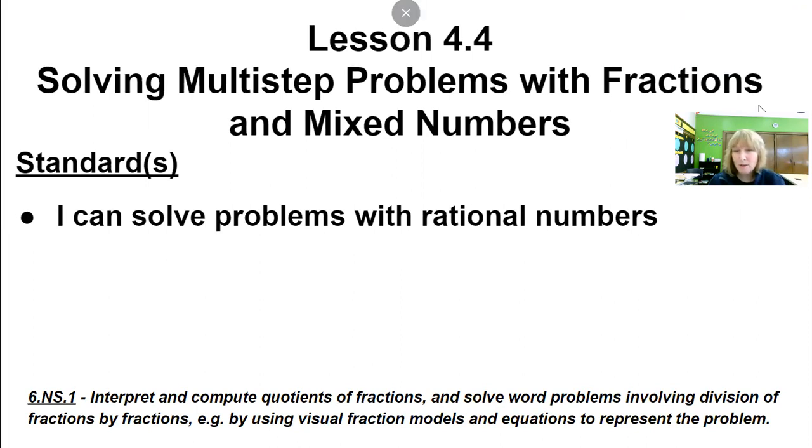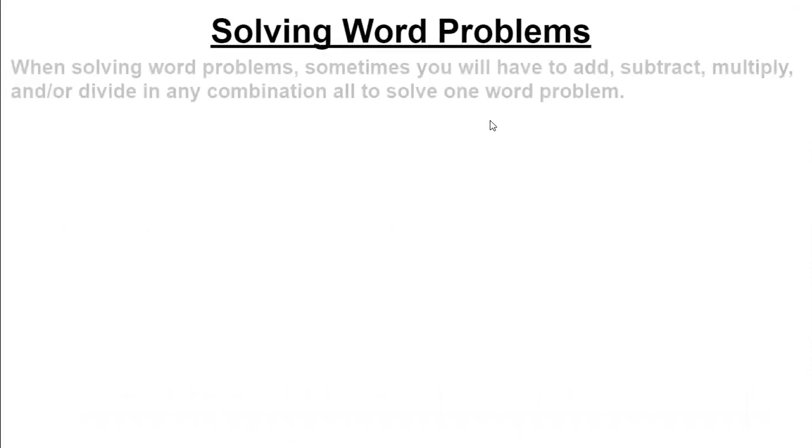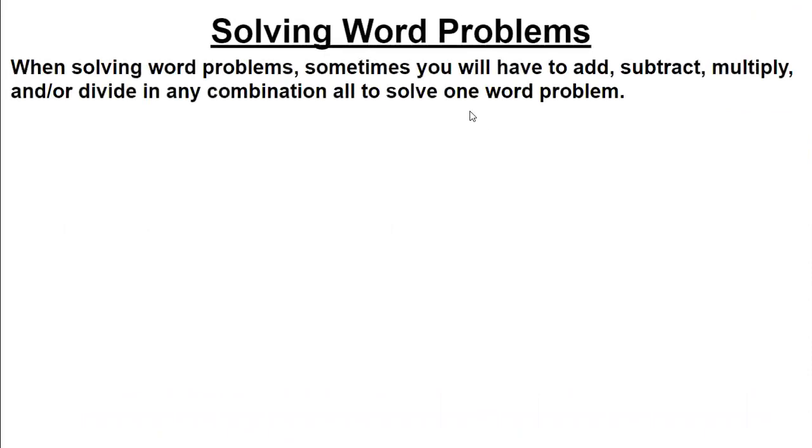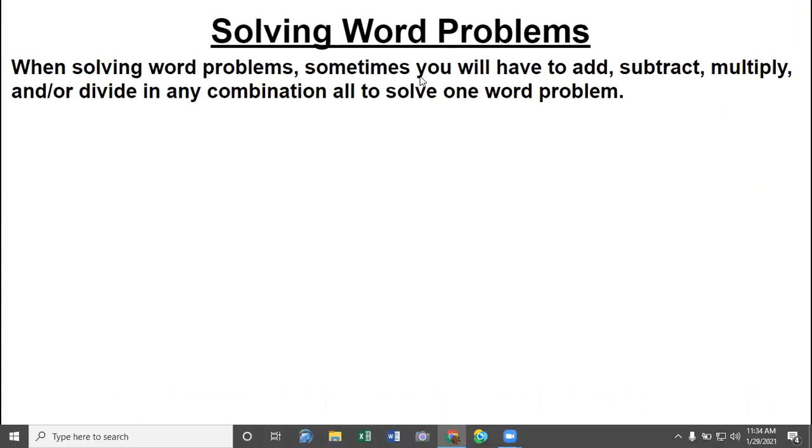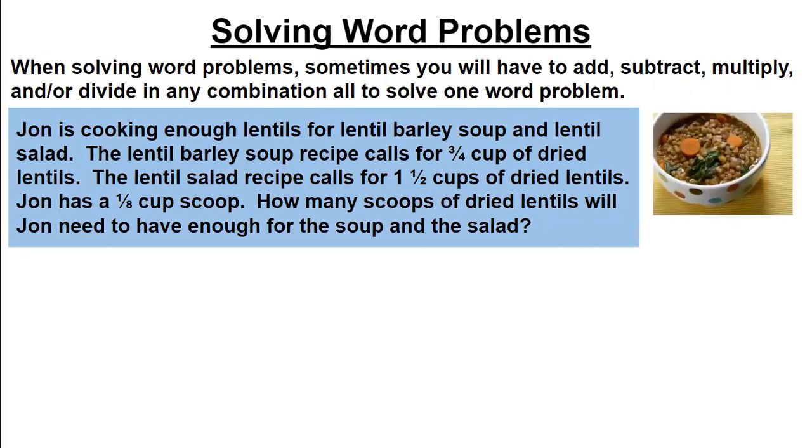So I'm going to minimize myself, so we've got the full screen available to us. So here we go. Solving word problems. When solving word problems, sometimes you will have to add, subtract, multiply, and/or divide in any combination, all to solve one word problem. So these are multi-step problems, which means they're going to require 2 steps of calculations. Maybe adding and subtracting, maybe adding and multiplying, maybe dividing and adding. We'll see.